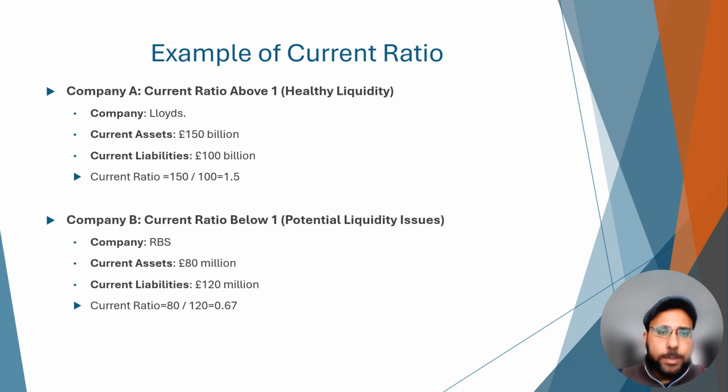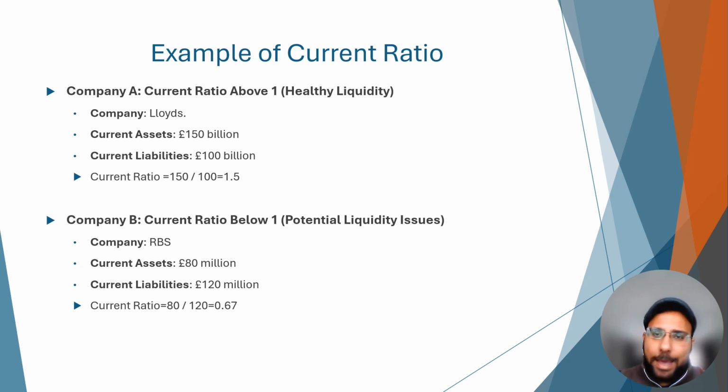Okay, now we've got 2 examples here. We've got Lloyds and RBS, both in the banking sector. Be fully aware all these figures are made up figures. These are not based on previous results or anything of that nature. But let's take Lloyds for example. They've got 150 billion in current assets, 100 billion in current liabilities. So you divide 150 by 100, you get 1.5. This suggests that Lloyds is in a strong position to cover its short-term obligations with the available assets.